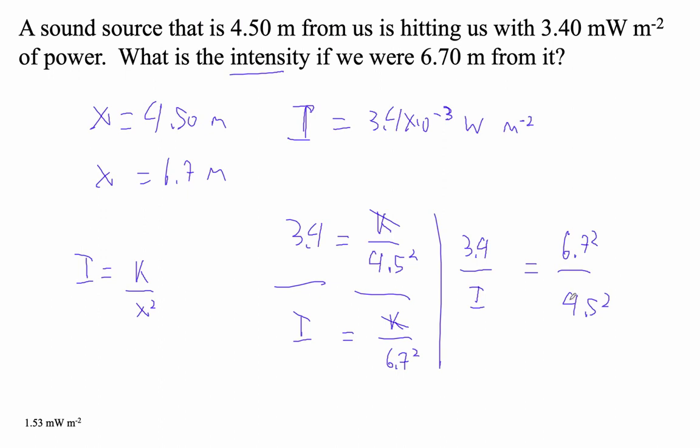3.4 milliwatts per square meter times 4.5 squared divided by 6.7 squared. And I get 1.53 milliwatts per square meter.